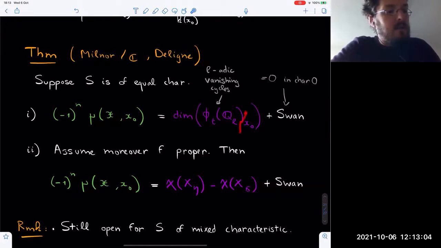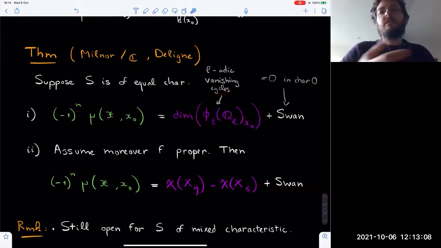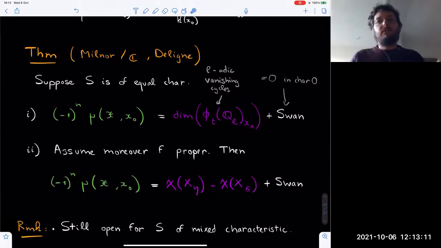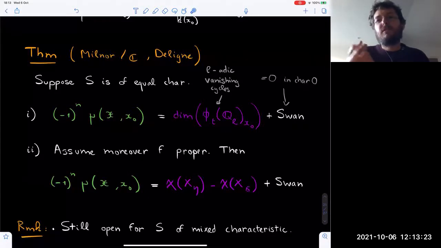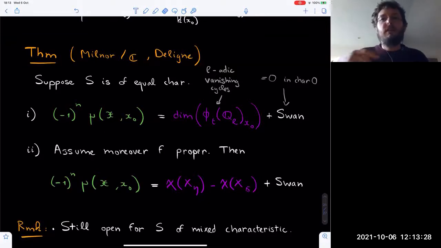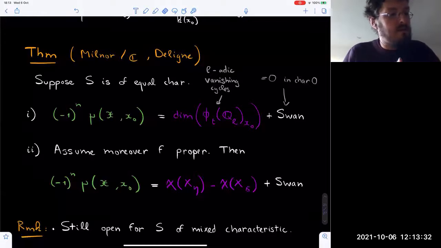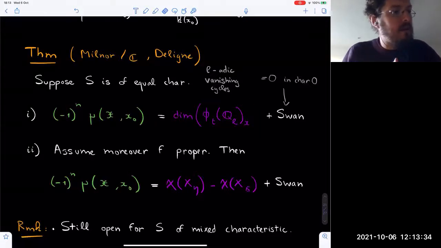In general, this vanishing cycle functor is a complicated object. It's a complex of l-adic sheaves on the special fiber. But in this situation of isolated singularity, it's actually a skyscraper sheaf, maybe shifted. And what we're just looking at is the dimension of this finite dimensional vector space.